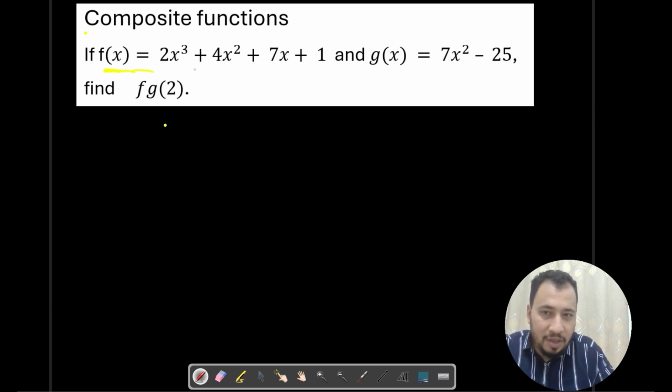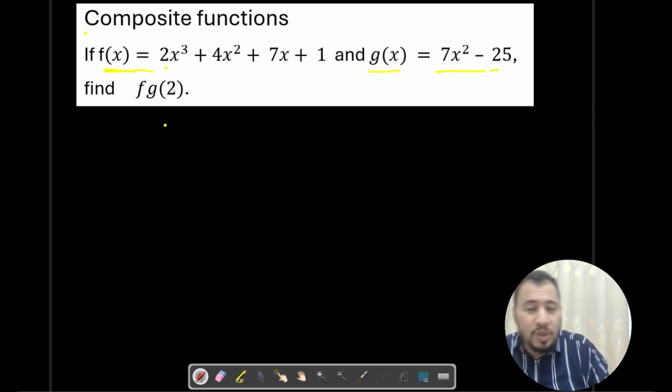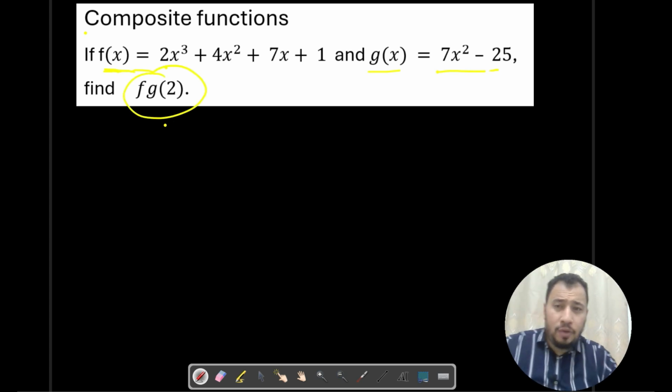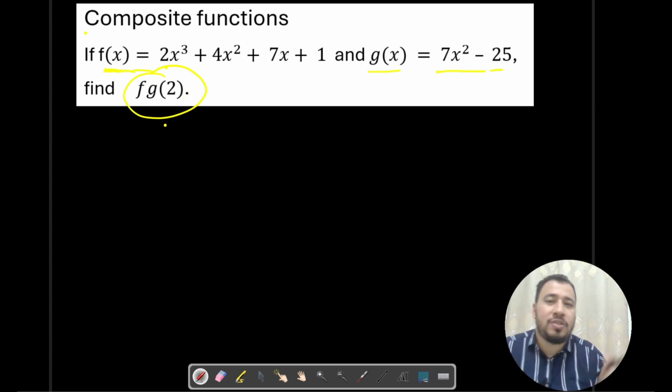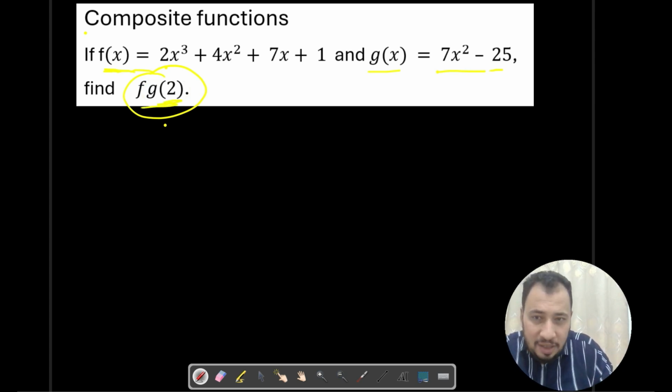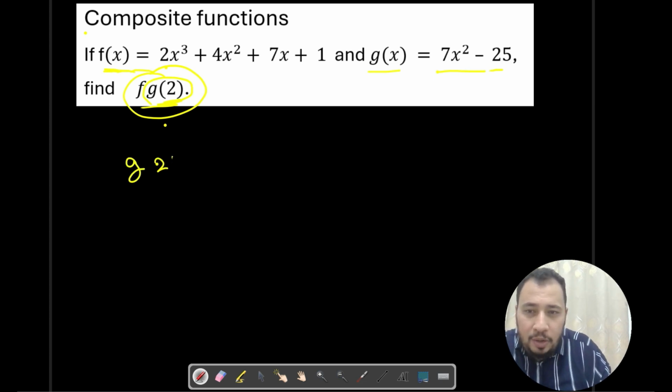He gave me this function f here. I have function g, and also it is given to me. The question is asking, find fg of 2. So fg of 2 is a composite function where g of 2 is performed first. Always, always, always, the function on the right must be performed first. Now you will get g of 2 alone.